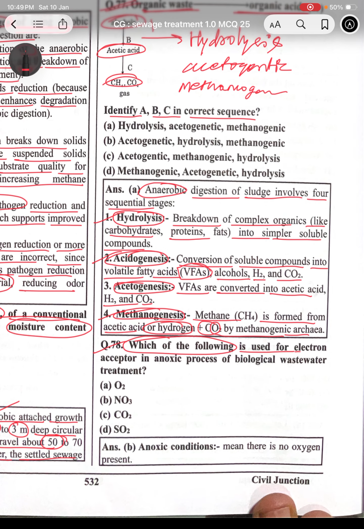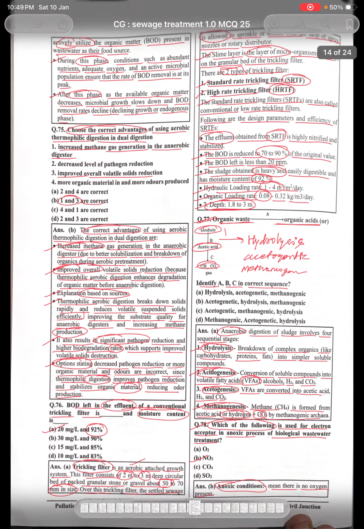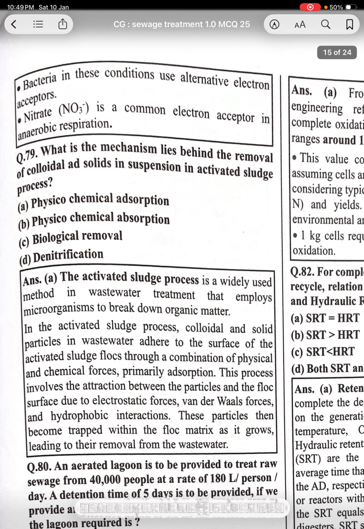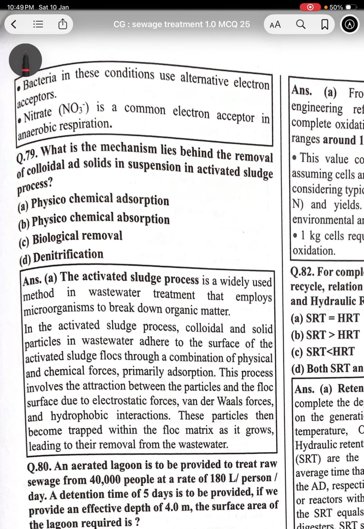Which of the following is used as the electron acceptor in the anoxic process of biological wastewater treatment? B, NO3. Anoxic conditions mean there is no free oxygen present. Bacteria in these conditions use alternative electron acceptors. Nitrate NO3 is a common electron acceptor in anoxic respiration.